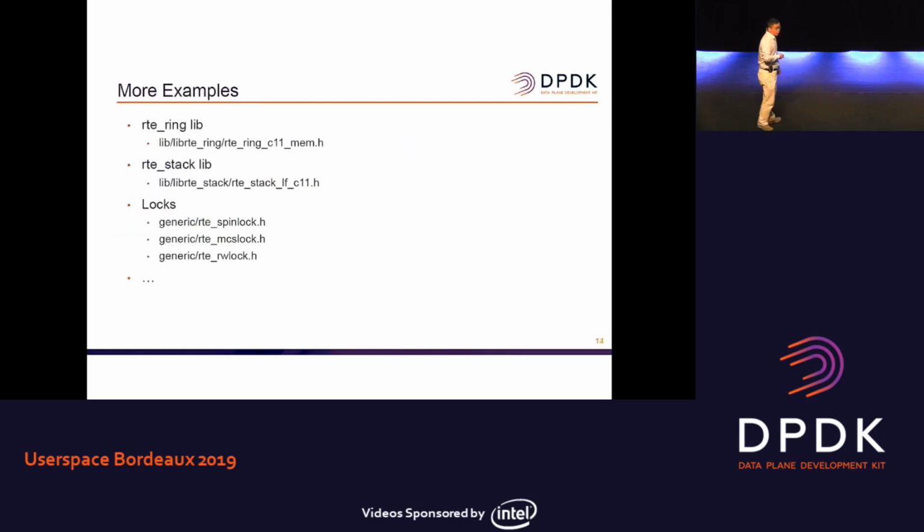We have used a lot of C11 atomic APIs to optimize for RT-RIN, for RT-stack, and for logs. You can easily find this code. So for new code, it is highly recommended to use C11 atomic APIs.